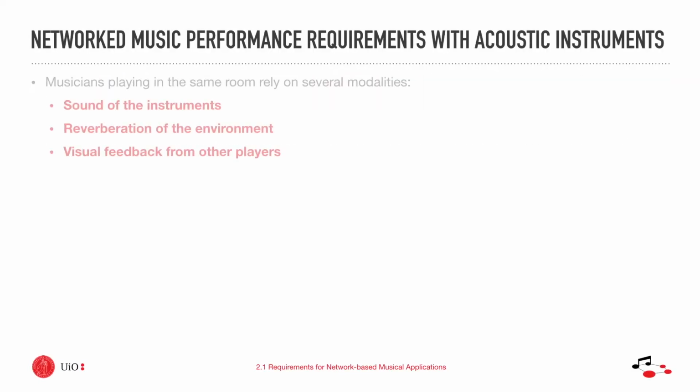Now, let's have a look at which are the requirements for playing music together if we are considering using traditional acoustic instruments. If we play music in the same room, we rely on several modalities: on auditory information and also on visual information or visual cues. In particular, we hear the sound of an instrument, we hear what someone else is playing and when.